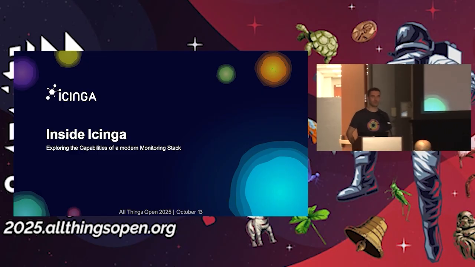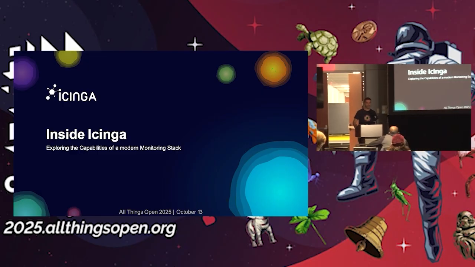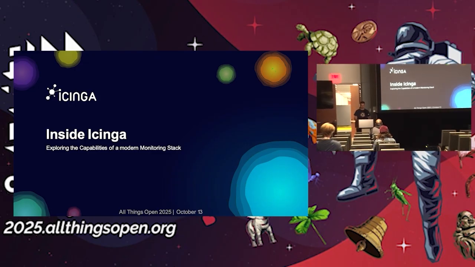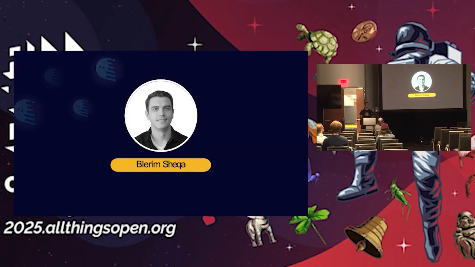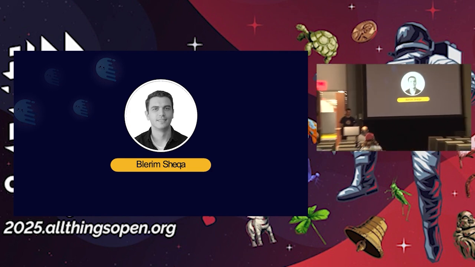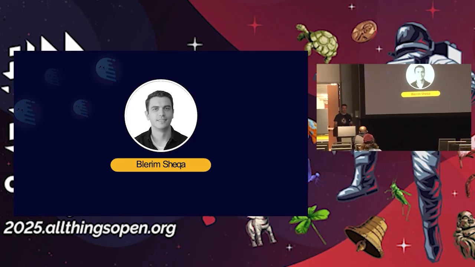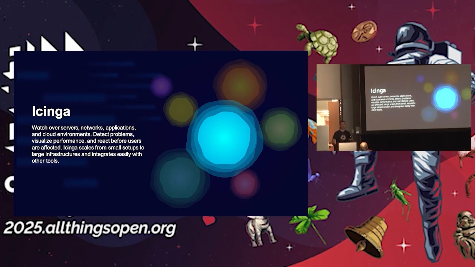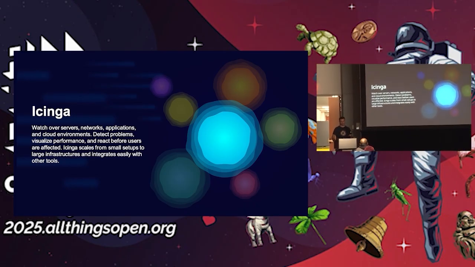I'm here today to talk to you about Icinga, which is an open source monitoring tool. And yeah, my name is Blerim. I'm with Icinga since 2018. That's when we founded the company. Icinga, the tool, actually exists since 2009. We're based out in Germany, Nuremberg. That's in the southern part of Germany, and that's basically where all the beer comes from, that region.